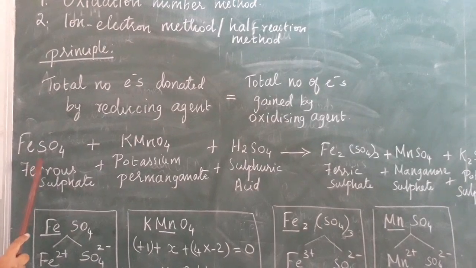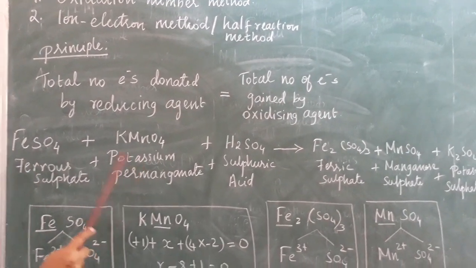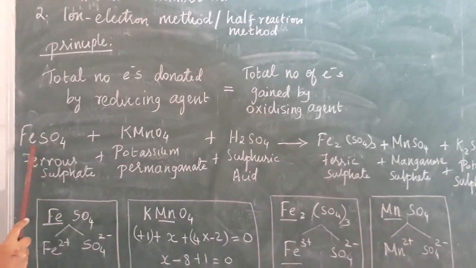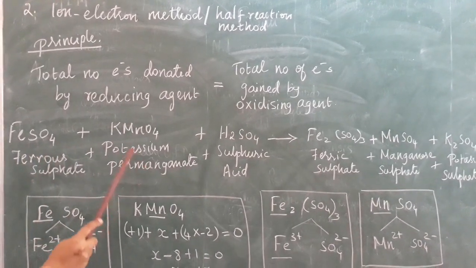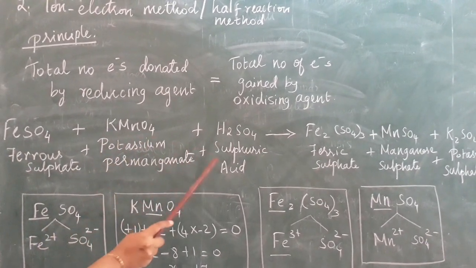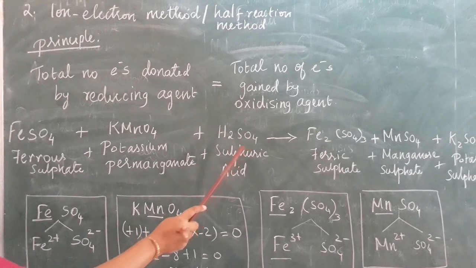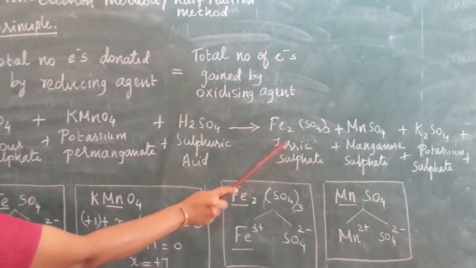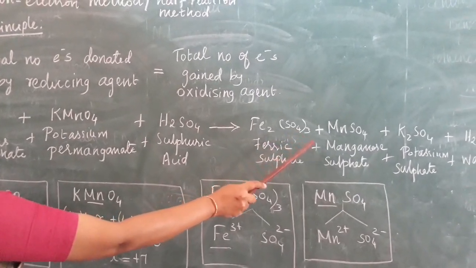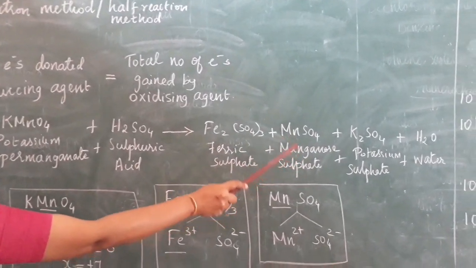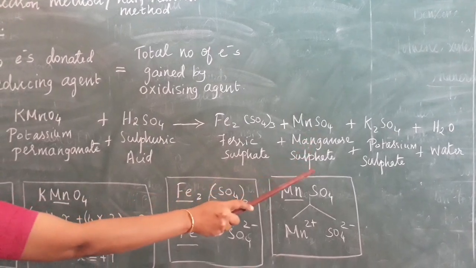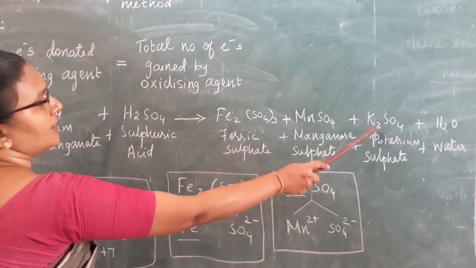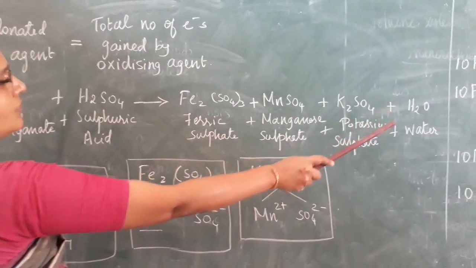Ferrous sulfate reacted with potassium permanganate. See the formula: ferrous sulfate FeSO4, potassium permanganate KMnO4, reacted with sulfuric acid H2SO4 gives ferric sulfate Fe2(SO4)3 plus manganese sulfate MnSO4 plus potassium sulfate K2SO4 plus water.